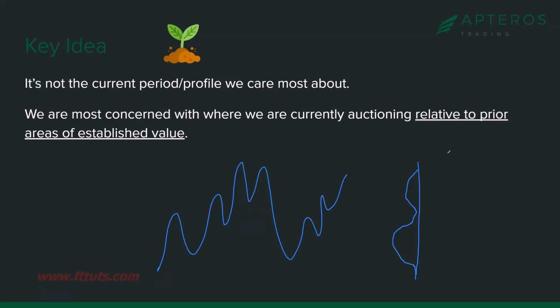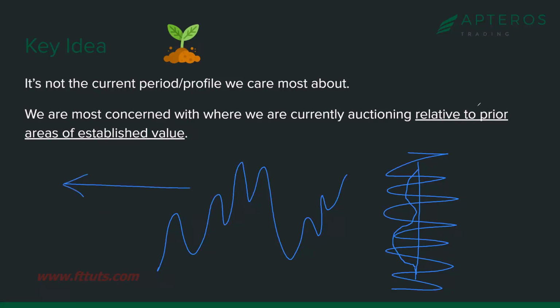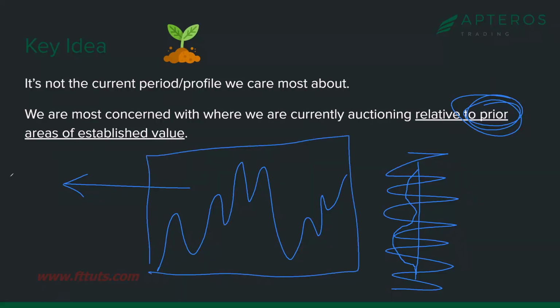I almost never use or look at or care about the current period's profile, whether it's a day or a year. I look left. I look at the prior areas of established balance and then simply where price is in the current period, auctioning relative to where that value was. Extremely important.